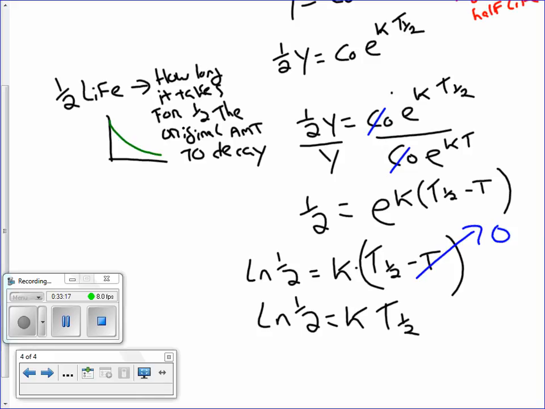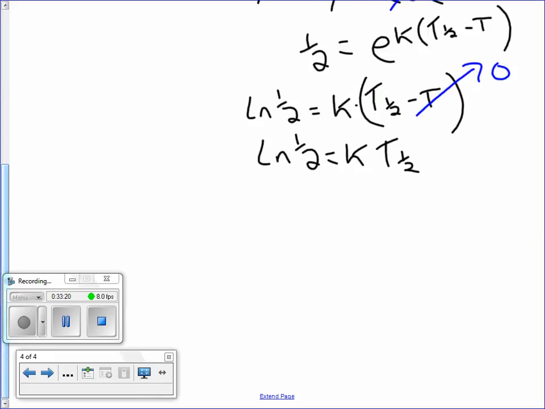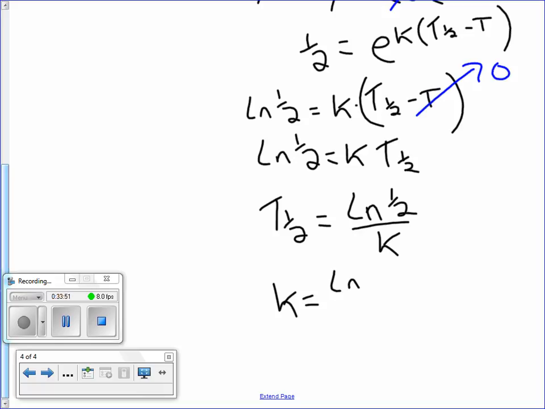And now we're almost there. We can finish this now. That gives me the half-life is equal to the natural log of 1/2 over k. That was the goal. That means we did it right because the paper's correct. That's my expression for half-life. And you can rearrange it. If you're given the half-life, you can get k. k is equal to natural log of 1/2 over the half-life.